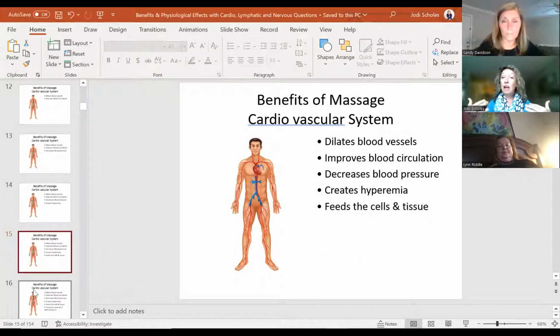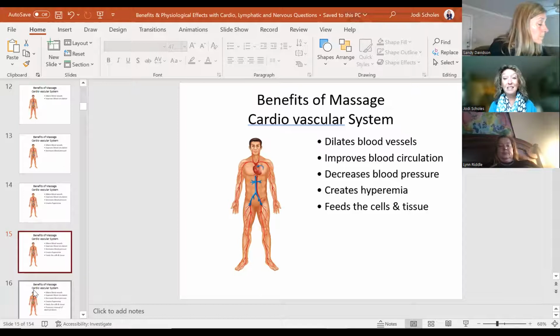So another benefit of massage to the cardiovascular system, it feeds the cells and it feeds the tissue. By improving that circulation, we're bringing more nutrients, more oxygen into that area of the body, into the body in general.